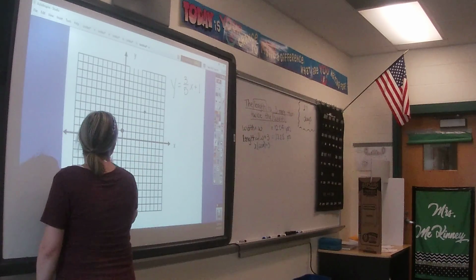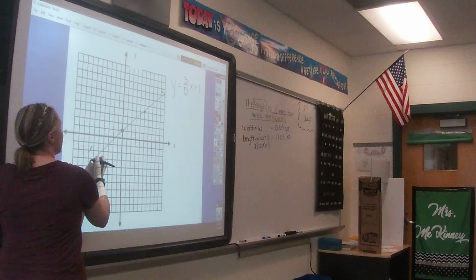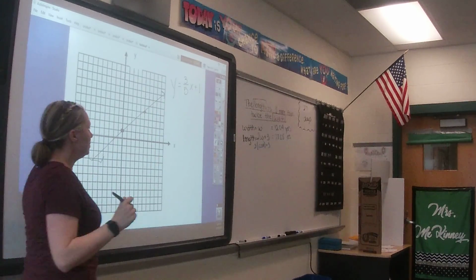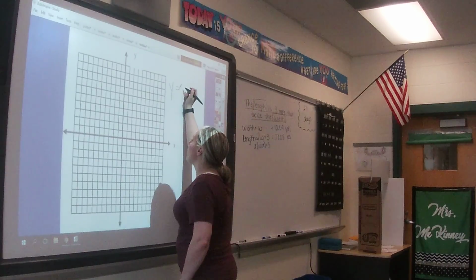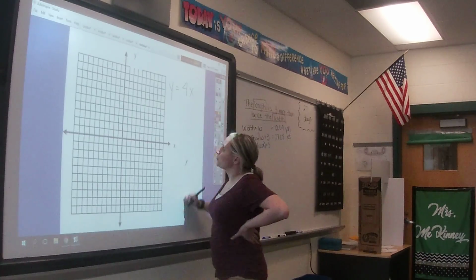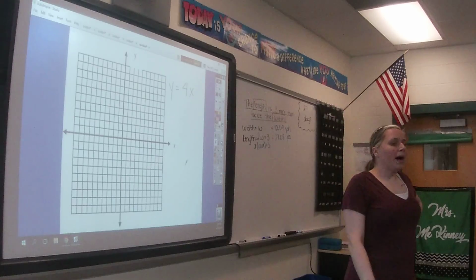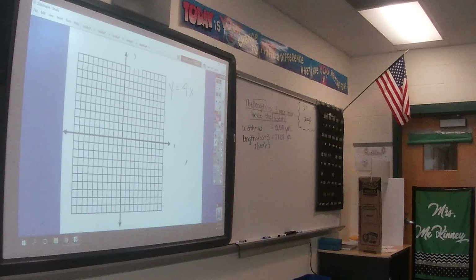So that looked good going around the room. Okay, so I want you to graph y equals 4x. So what does our m equal? 4/1. What does our b equal? 0.